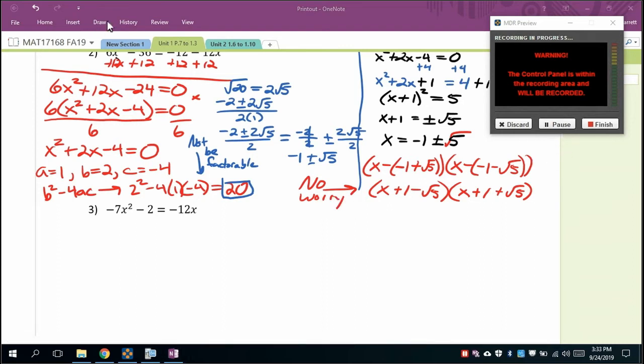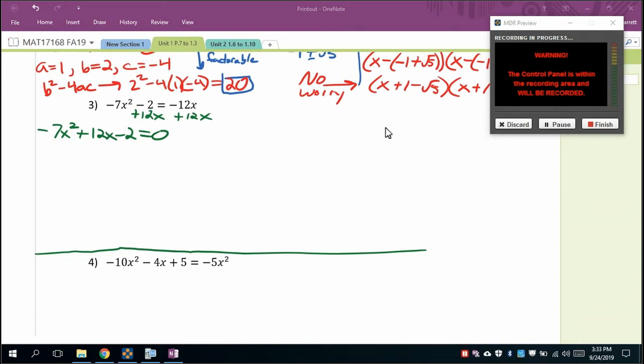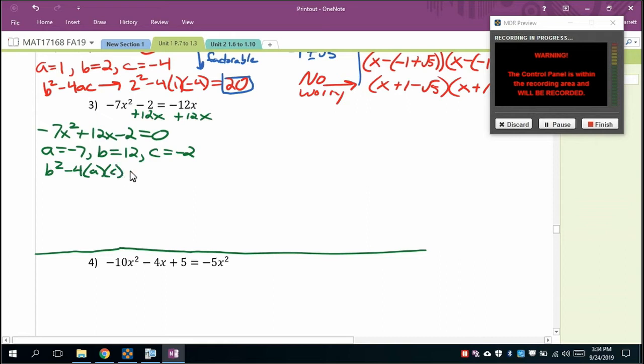Alright, so we've got another one of these to solve. Now this one, we'll add 12x to both sides. So what will happen here is we'll have negative 7x squared plus 12x minus 2 equal to 0. So we're going to go ahead and solve this using all three methods that we know. So if we want to use the quadratic formula, we know that a is negative 7, b is 12, and c is negative 2. So b squared minus 4ac is going to be 12 squared minus 4 times negative 7 times negative 2, and we're going to get 88 out of that deal.